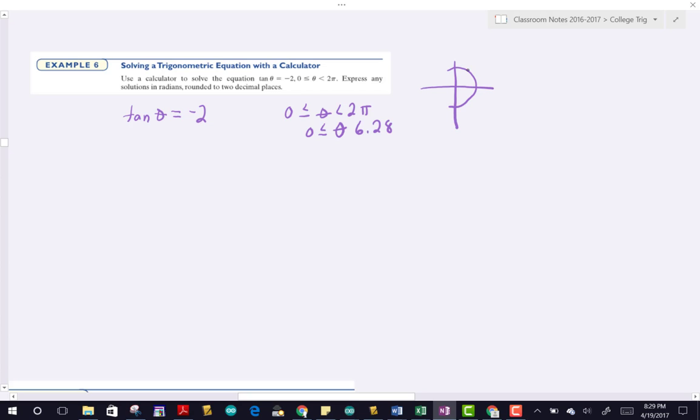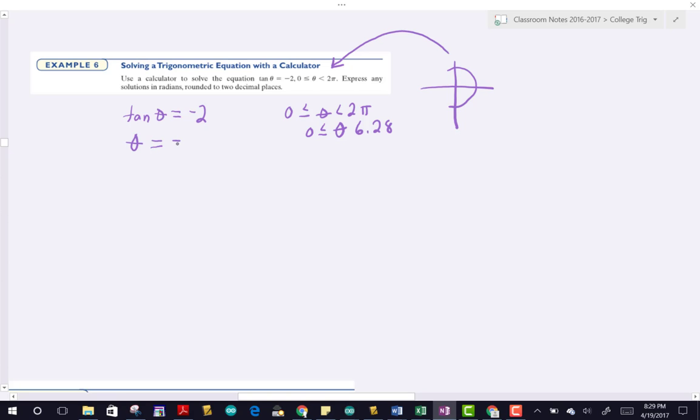So if you take tangent inverse of both sides of this, remember that your calculator is going to give back to you values of tangent that are in between -pi over 2 and pi over 2, which doesn't match where we're looking for solutions in our problem. So we're going to have to be careful and do some adjustments to our answer. So if I do tan inverse of both sides, then this gives me theta. And the tan inverse of -2 is about -1.11.